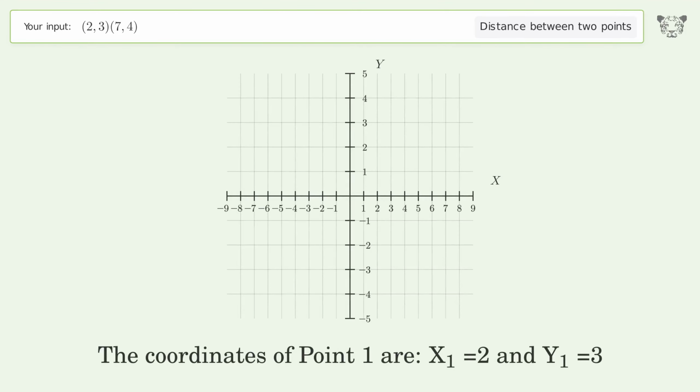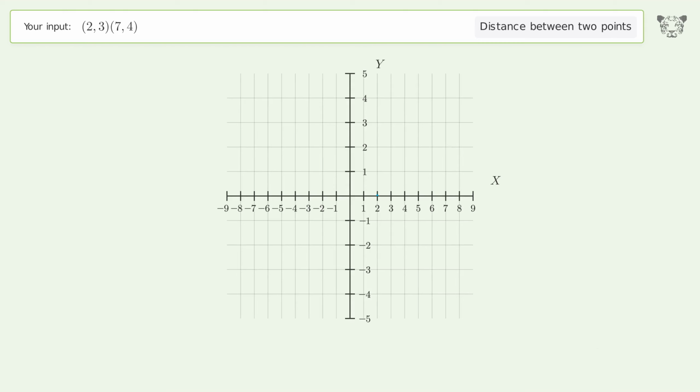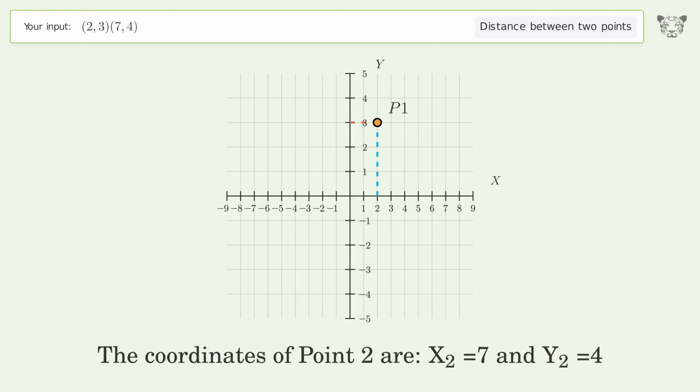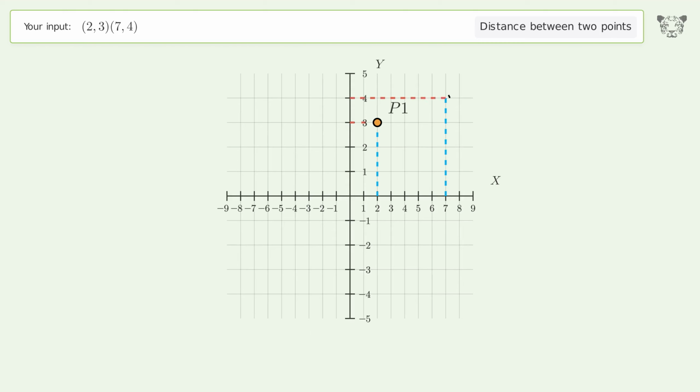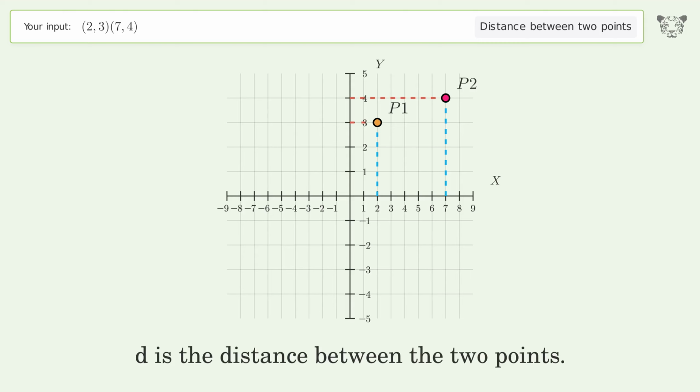The coordinates of point 1 are, x1 equals 2 and y1 equals 3. The coordinates of point 2 are, x2 equals 7 and y2 equals 4. D is the distance between the 2 points.